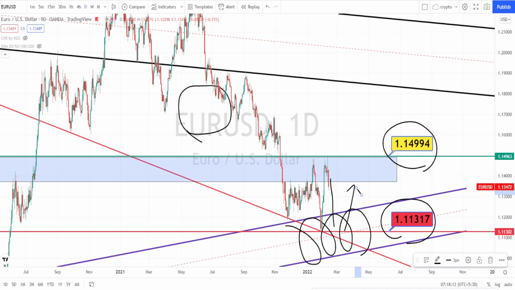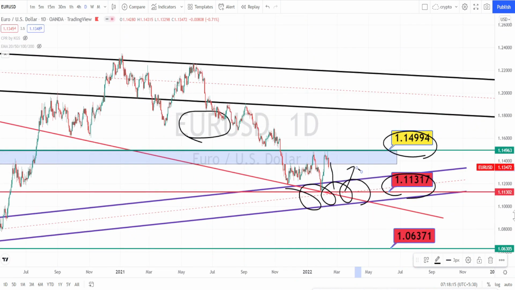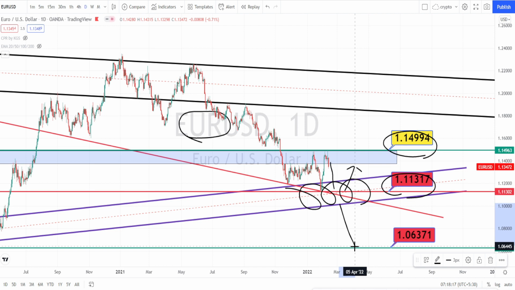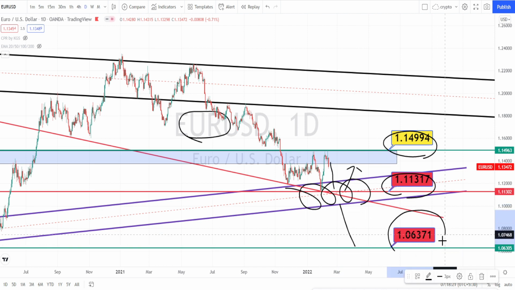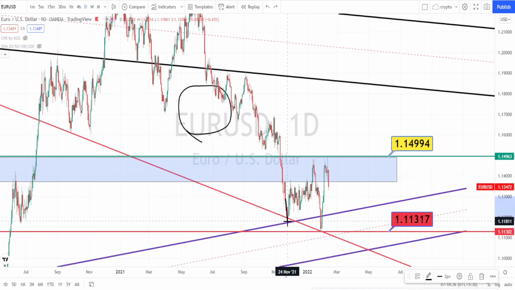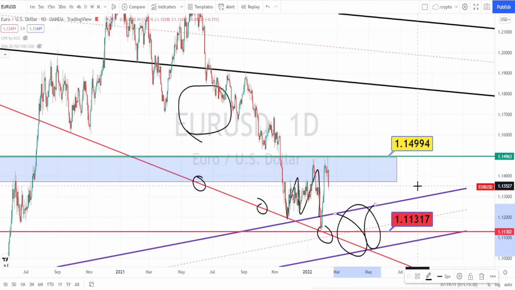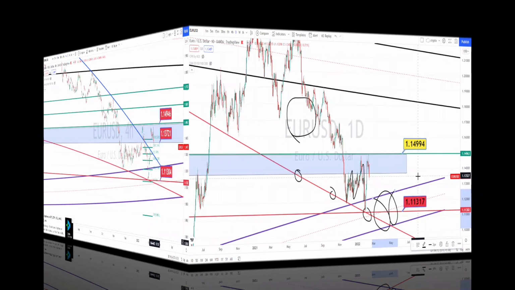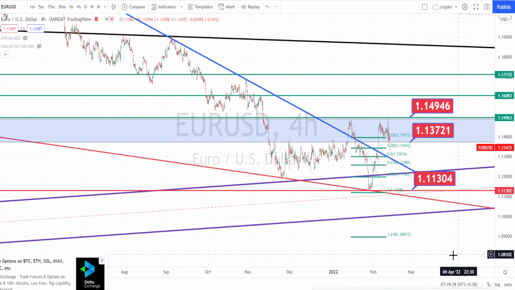If it manages to break this support level, we can expect a further fall in this currency pair, and next level of support is going to be around 1.06. So currently the price action in daily time frame is sideways. Let us do the analysis in 4 hours time frame. I'm in 4 hours time frame.